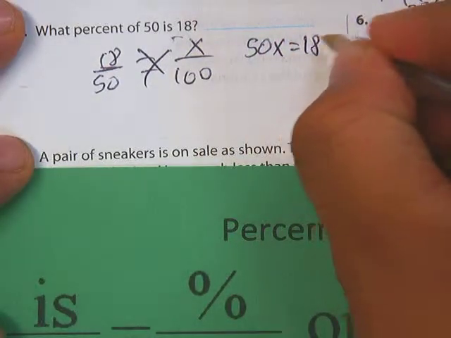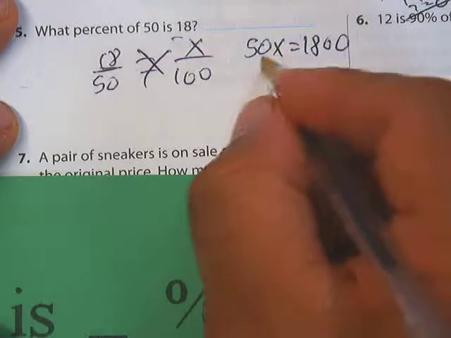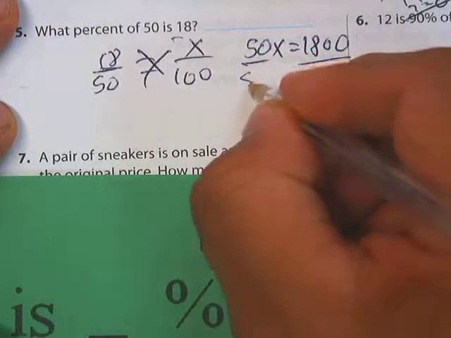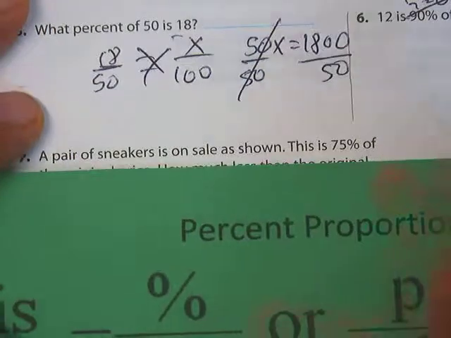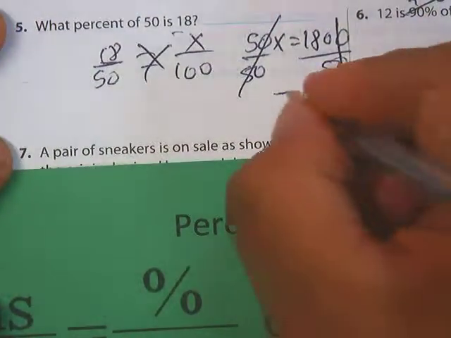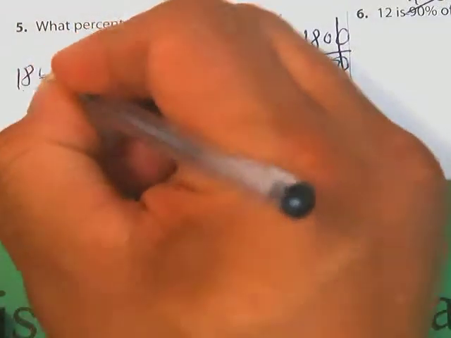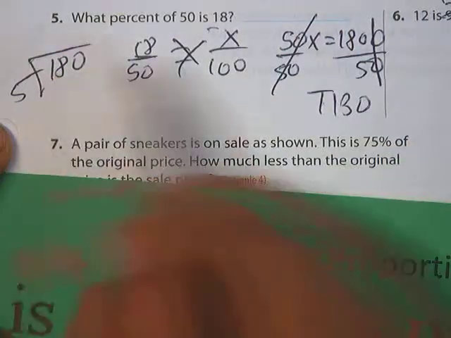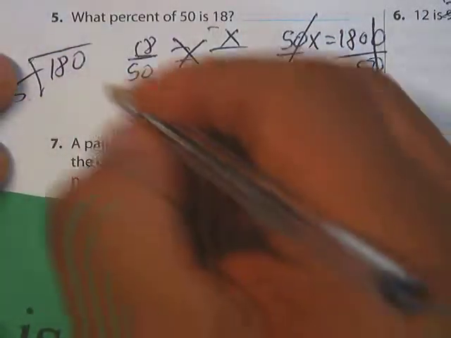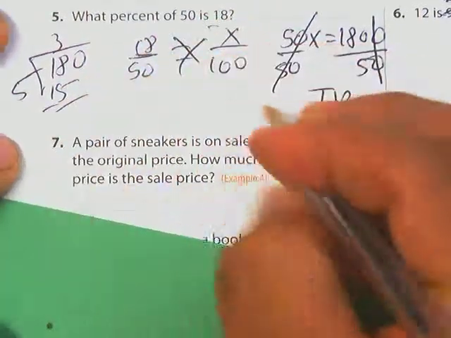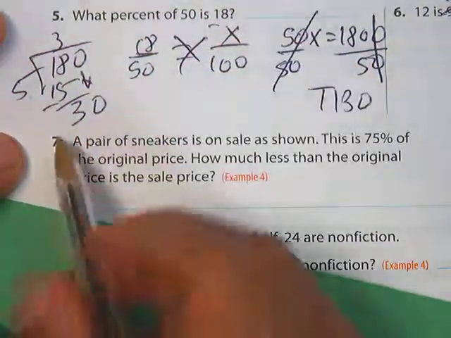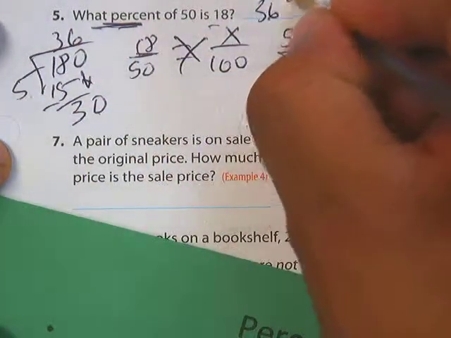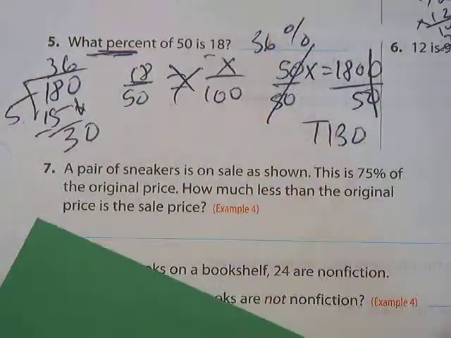We cross multiply. And we get 50x equals 1800. This is multiplication. The inverse is to divide, so we divide both sides by 50. This goes away. We can cross out a 0, and so now we use TIBO. 180 divided by 5. TIBO means top in, bottom out. Top in, bottom out. 15 to 18 goes in 3. 5 times 3 is 15. Bring down the 0. 5 into 30, 6. So my answer is, and it's what percent? So I put a 36%.